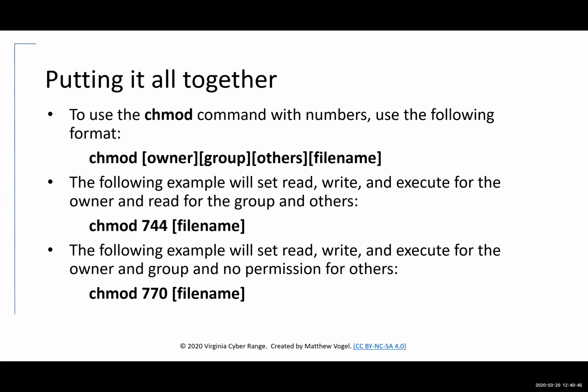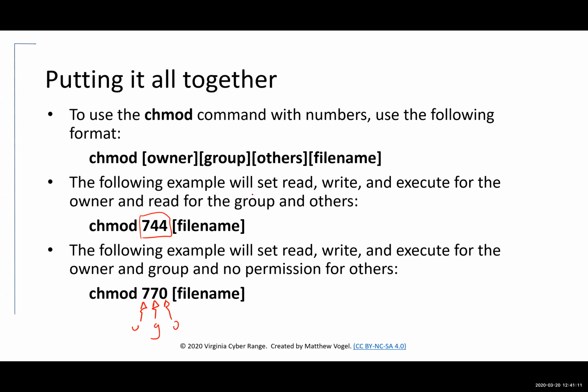I've got to include all 3, so there are going to be 3 numbers every time, and these are always setting the permissions. So I may be taking away a permission when I set the permission, but here I'm setting the permissions. If I say 0 on any of these, then all permissions are going to be taken away from that column. And again, that's user, group, and others.